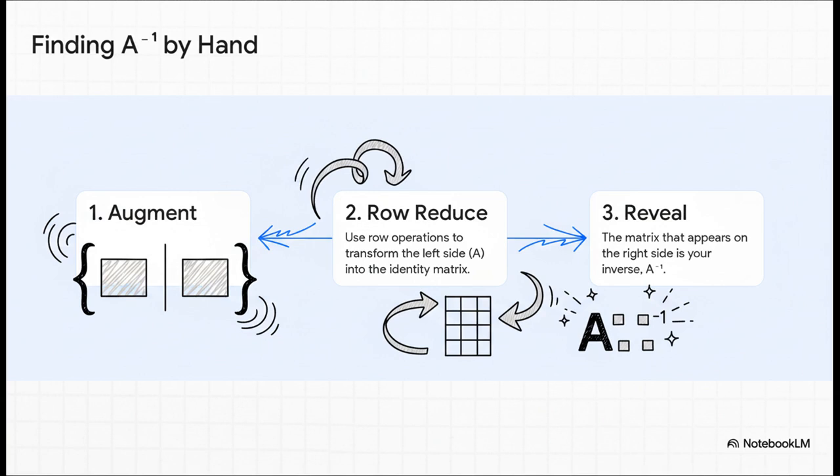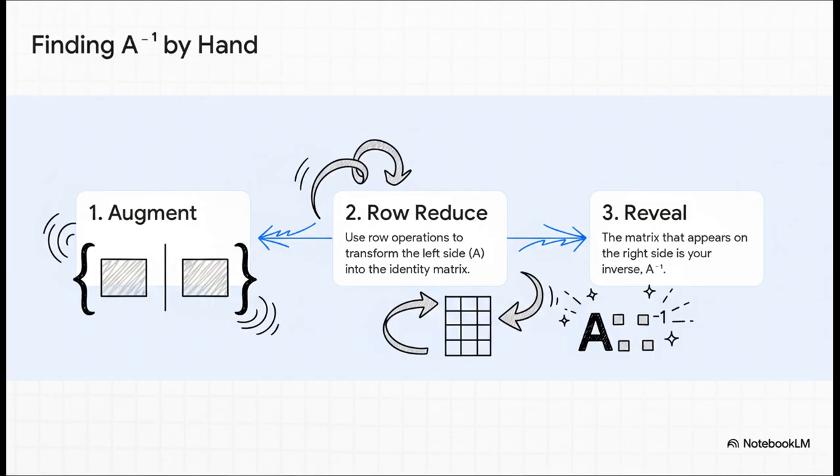You use these things called row operations. You can swap rows, multiply them by numbers, stuff like that. And your goal is to turn the left side of your setup into the identity matrix. And step 3, this is the magic part. As you're doing all that work on the left side, the right side automatically, like magic, transforms into the inverse matrix you were looking for.